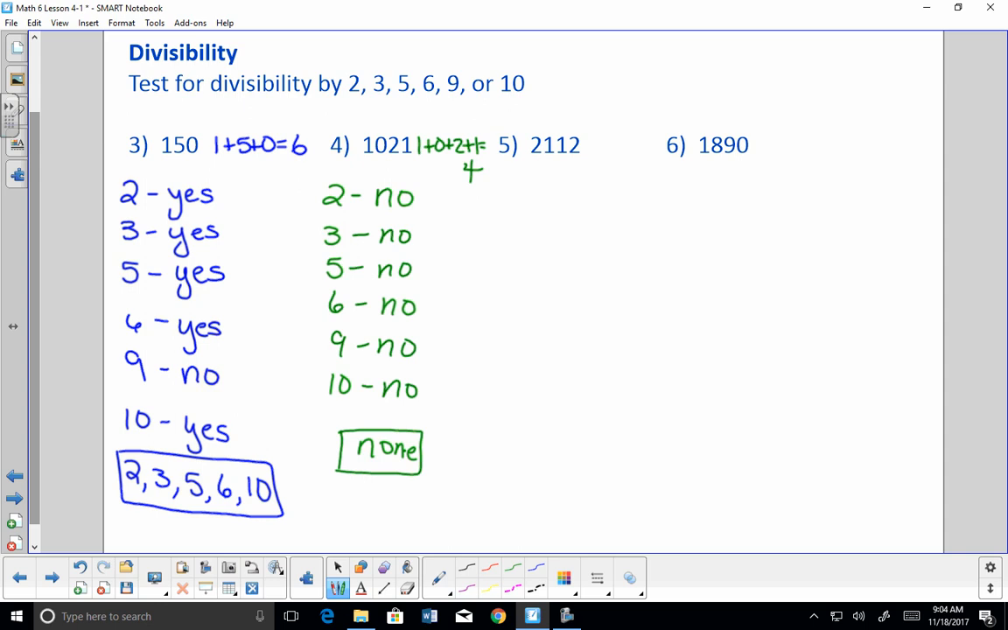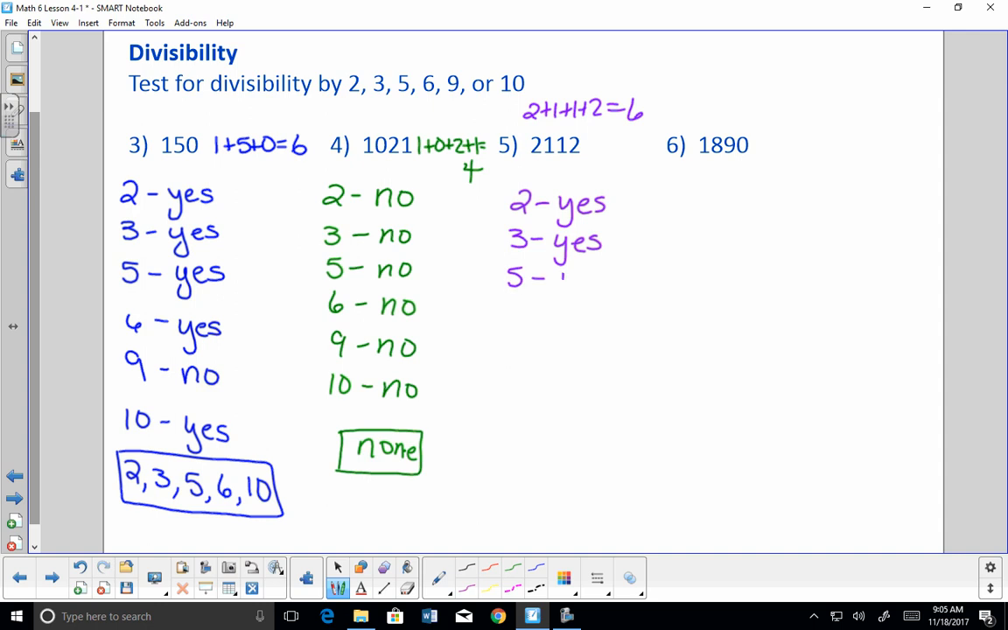2,112. Let's look at 2,112. Well, it is divisible by 2 because it ends in a 2. Let's see. 2 plus 1 plus 1 plus 2, 2, 3, 4, 6. So 6, yes, it's divisible by 3 because 3 divides into 6 evenly. Is it divisible by 5? No, because it does not end in a 0 or 5.